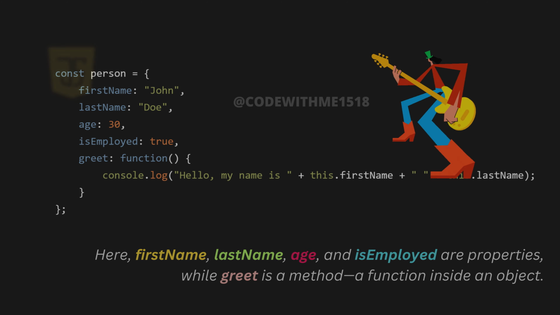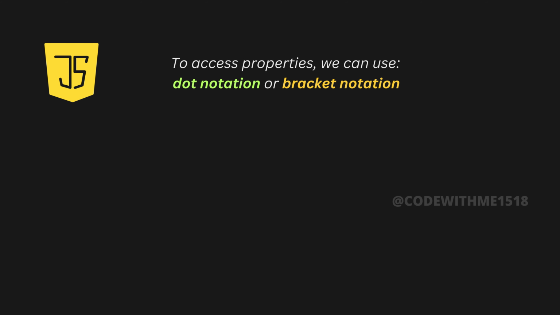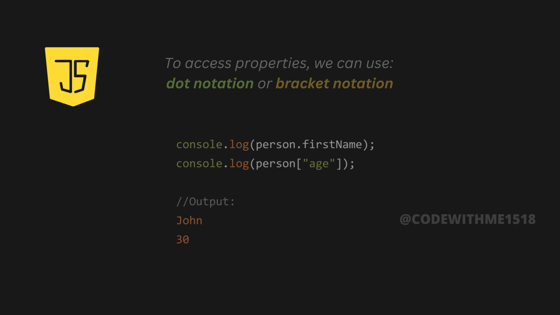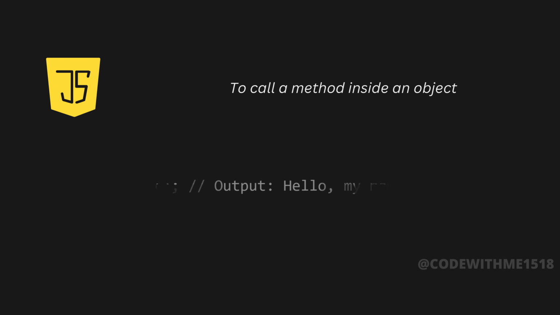To access properties, we can use dot notation or bracket notation. console.log(person.firstName). Output: John. console.log(person.age). Output: 30. To call a method inside an object, we use person.greet(). Output: hello, my name is John Doe.